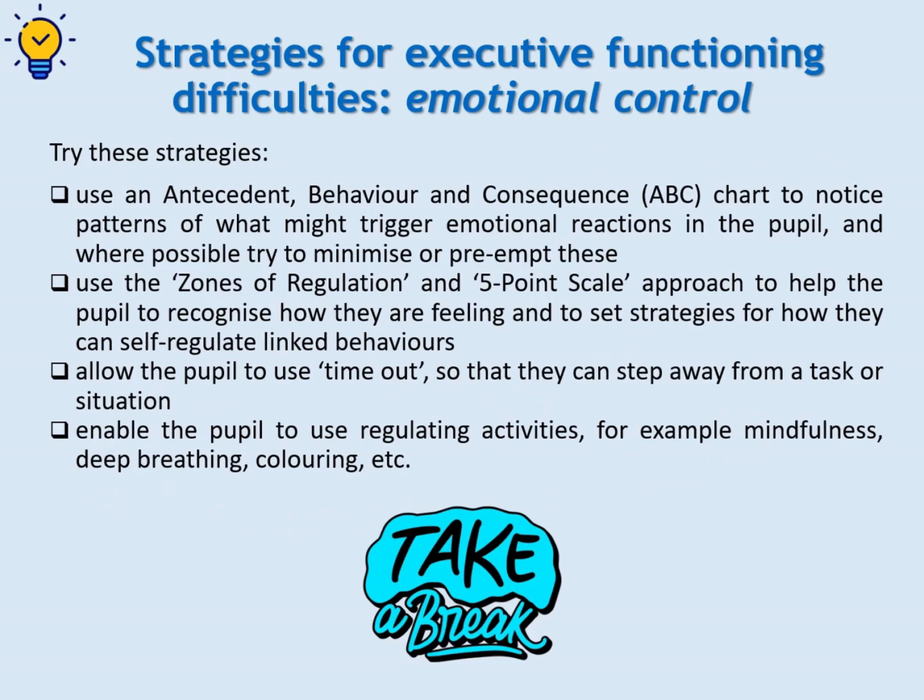Strategies for emotional control. Try these strategies. Use an antecedent behavior and consequence ABC chart to notice patterns of what might trigger emotional reactions in the pupil, and where possible, try to minimize or preempt these. Use the Zones of Regulation and 5-point scale approach to help the pupil to recognize how they're feeling and to set strategies for how they can self-regulate linked behaviors. Allow the pupil to use time out so that they can step away from a task or situation, and enable the pupil to use regulating activities, for example, mindfulness, deep breathing, coloring, etc.